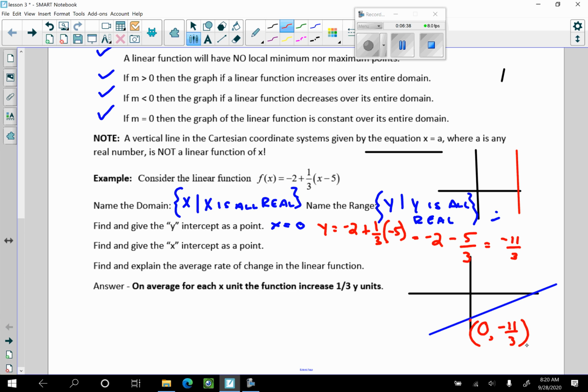And now find and give the x-intercept as a point. For the x-intercept, I'm going to let y equal 0. This is going to be very important with all the following functions, all the different functions that we're going to study. X-intercept, I let y equal 0, so I'm going to solve this equation right here.